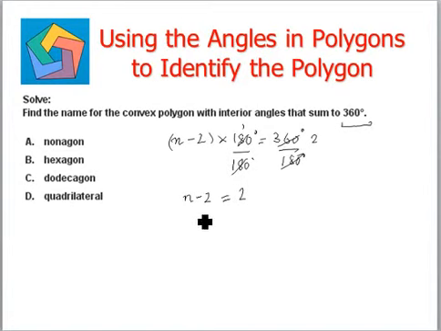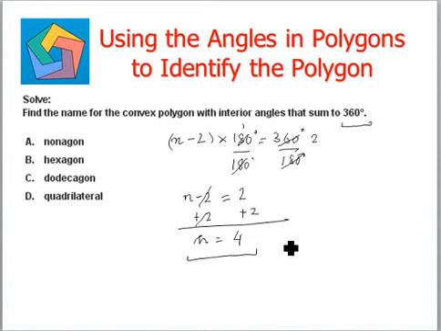To find out the value of n, we add 2 to both sides. This becomes 0. n equals 2 plus 2, which equals 4. Now the polygon will have 4 sides, and a polygon with 4 sides is called a quadrilateral. This can be seen in option D. Moving on to the next question.